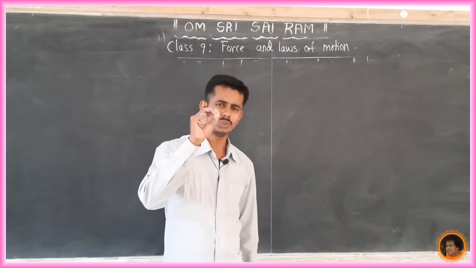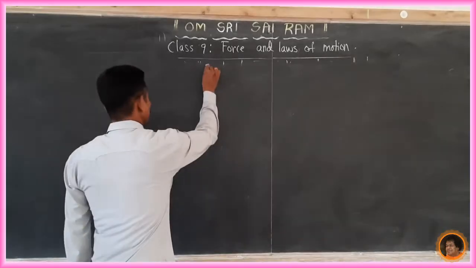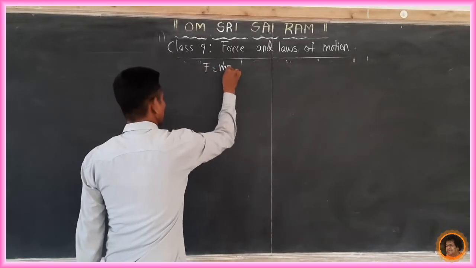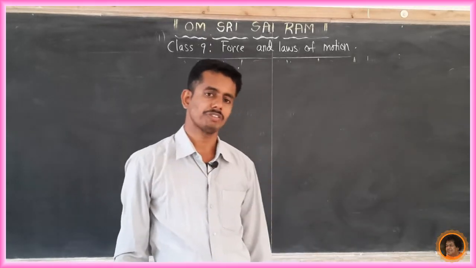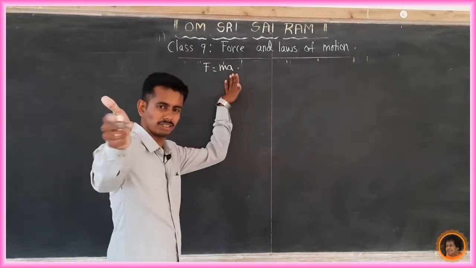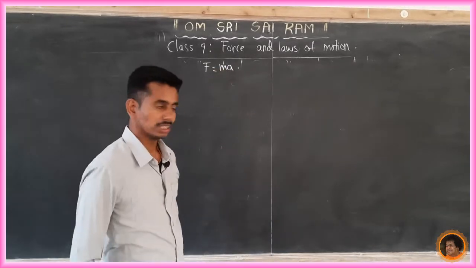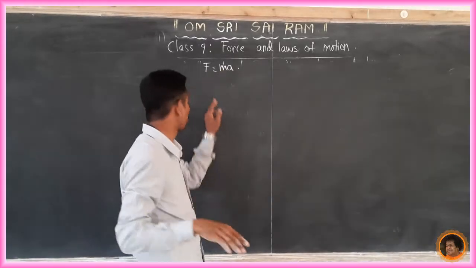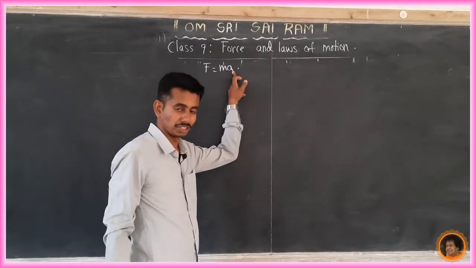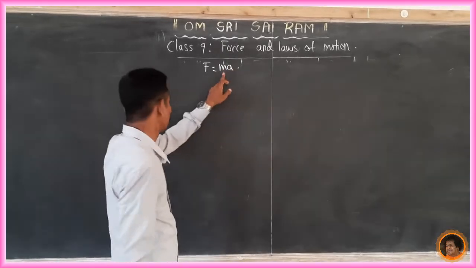Now, what is the SI unit of this force? You know that F equal to ma. Now, it is derived. This is the mathematical formulation of the second law, F equal to ma. What is the SI unit of ma? Just look at this. F is the product of mass into acceleration. So, force is the product of mass and acceleration. Right.